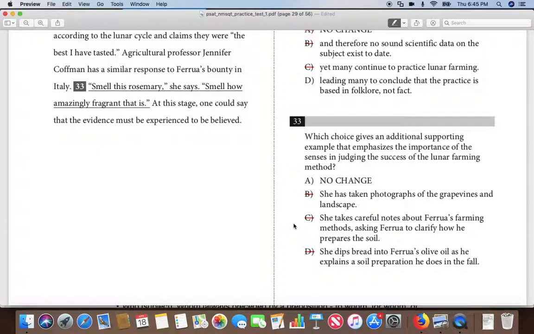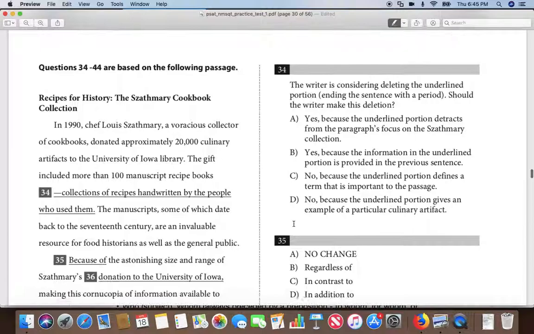Compare that to D. Answer A emphasizes the importance of the senses so much more directly. Does that make sense? Yes. Okay, great. Answer the question being asked. Do it and you'll be good. Great job. Blaze, you're up next.